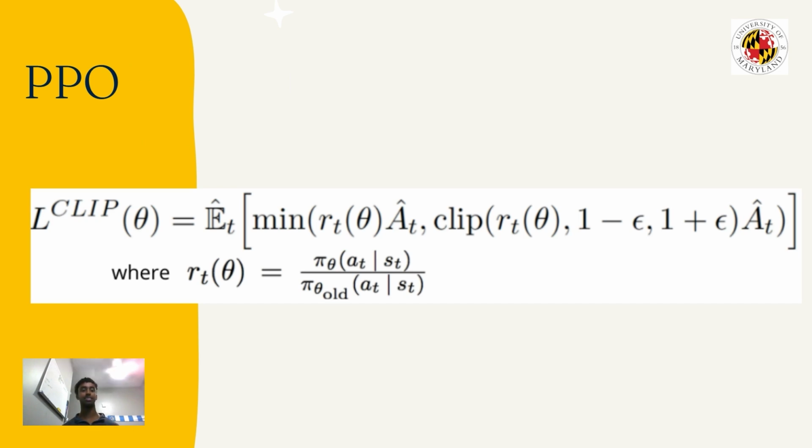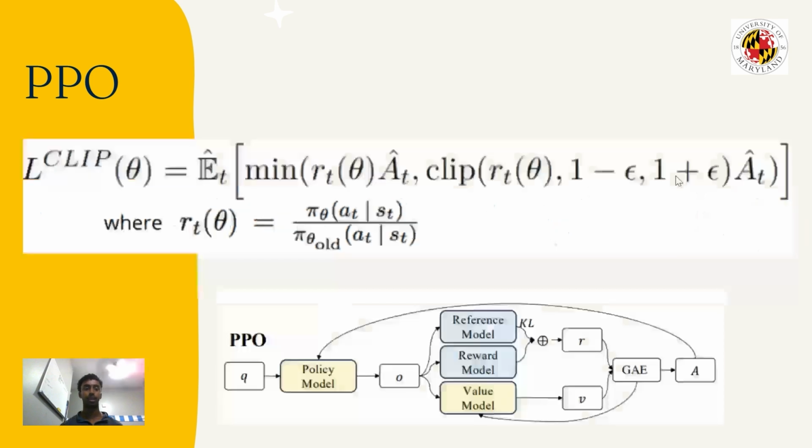In math, we see this loss function as the expectation of the minimum of r_t times the advantage compared to the same r_t but clipped to the range 1 minus epsilon, 1 plus epsilon, times the advantage. And now we can see these here together. So while PPO is a great strategy for producing stable updates based on human preference data, we still have the bottleneck of RL and training this value model, which requires a lot of compute and overhead.